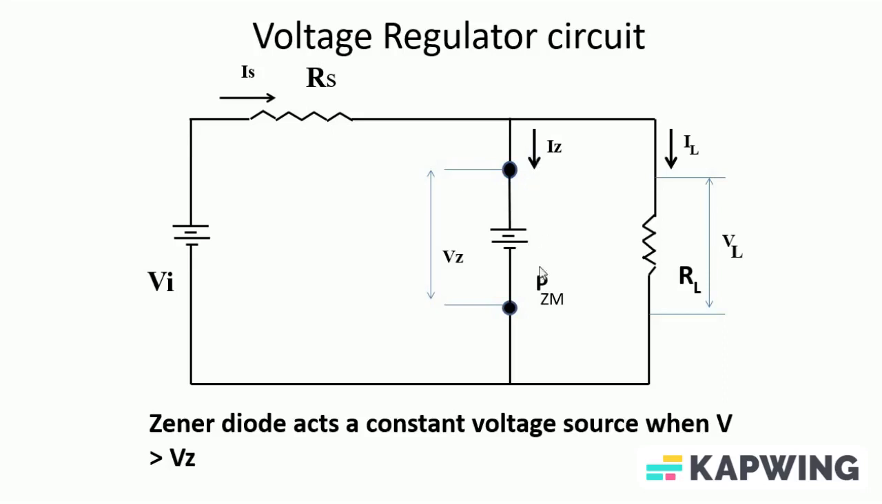The excess current is flowing across it, and it is providing a constant voltage to this load. This load is constantly receiving a VZ value across it. It's not connected to this VI directly, it's connected to this VZ now.